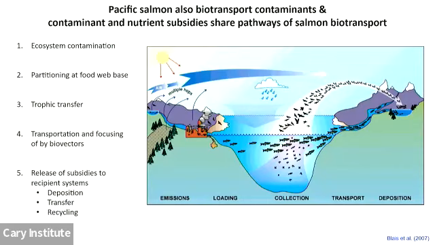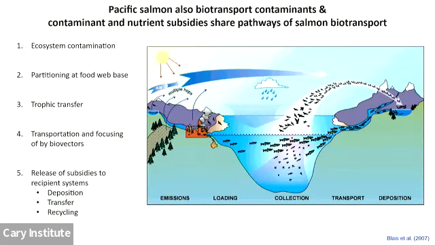But there's also been more recent emphasis that they don't just transport nutrients, they also transport contaminants. And really, in this framework that I employ, the nutrient versus contaminant dichotomy is a little bit arbitrary in my view. The reason we're thinking about them together in this case study is that they explicitly share pathways of transport.